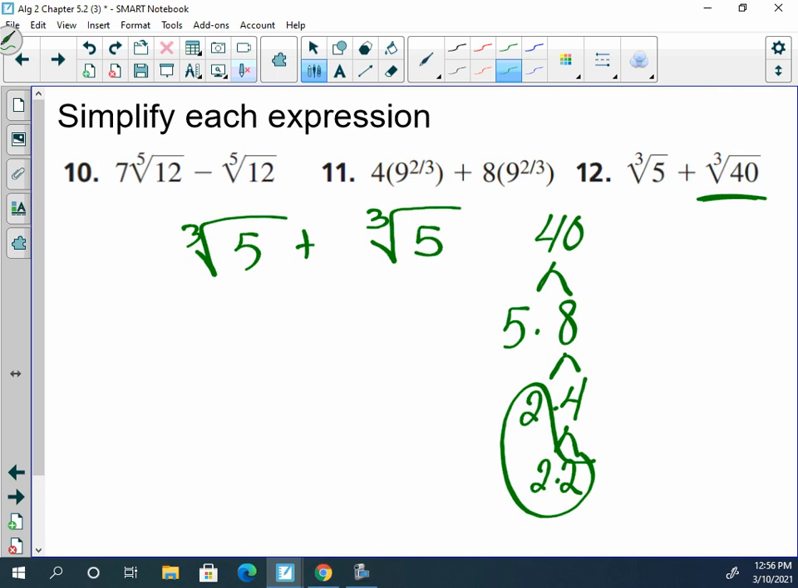We'll have 5 inside, but since I have 3 2's, we know we can pull that out front. Yes? Because the cubed root of 2 to the 3rd is just 2. Because we had 3 2's, we can pull them out. Any questions on this here?